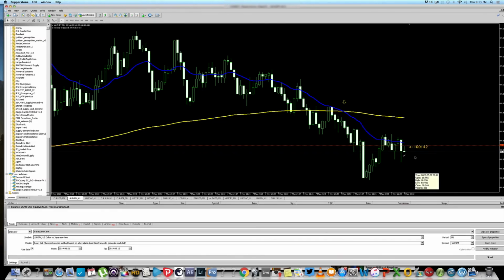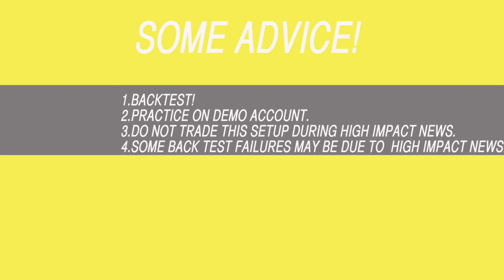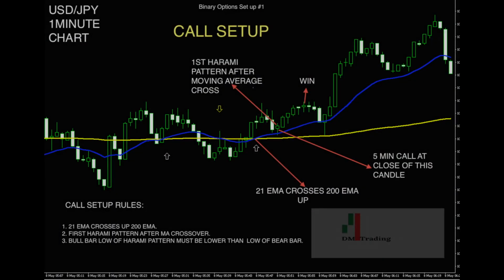So backtest it for yourself. Check it on demo. Do a couple of examples. When you do go real, try it out with small amounts.